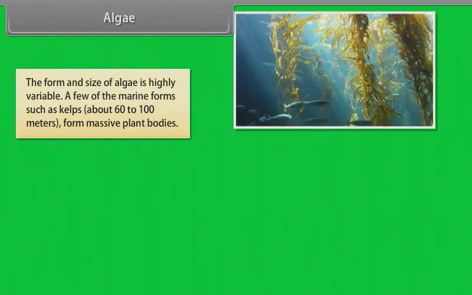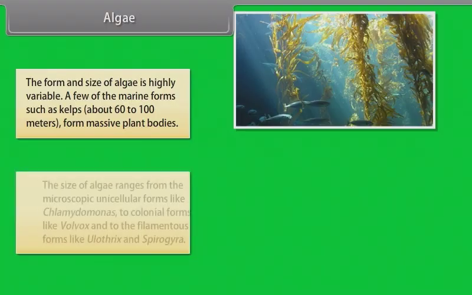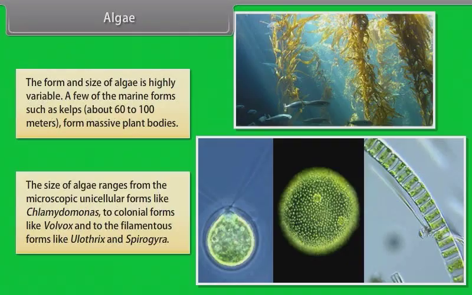The form and size of algae is highly variable. A few of the marine forms, such as kelps, about 60 to 100 meters, form massive plant bodies. The size of algae ranges from the microscopic unicellular forms like Chlamydomonas to colonial forms like Volvox and to the filamentous forms like Ulothrix and Spirogyra.